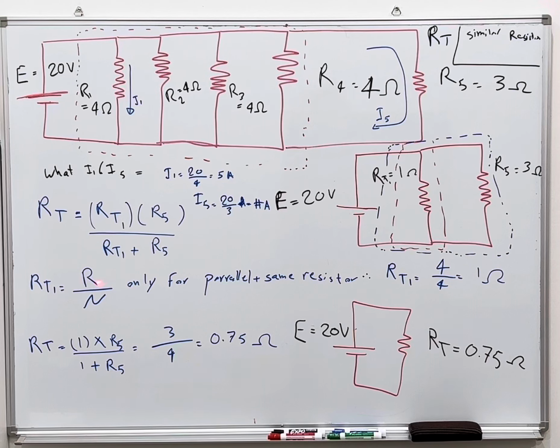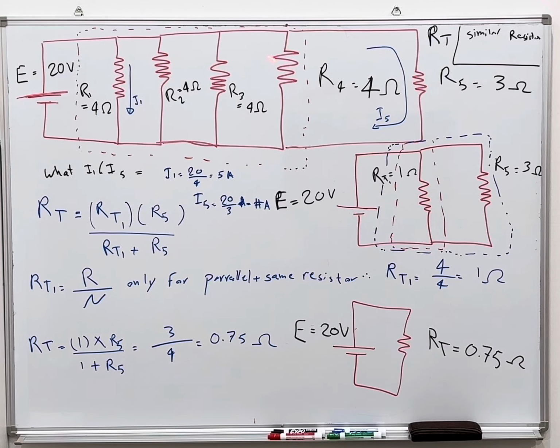This law we use only for parallel resistors that have the same resistance. So R is 4, N is 4, because we have 1, 2, 3, 4 resistances. So R total 1 equals 4 over 4, which is 1 resistance. So if you see the dashes here, we can remove them and put the other dashes in the red here. So R total 1 is equal to 1 ohm.